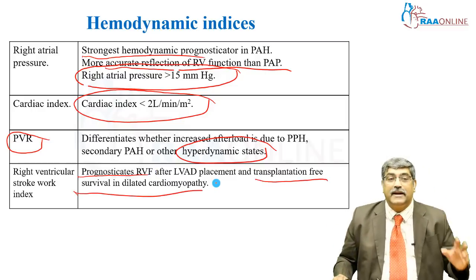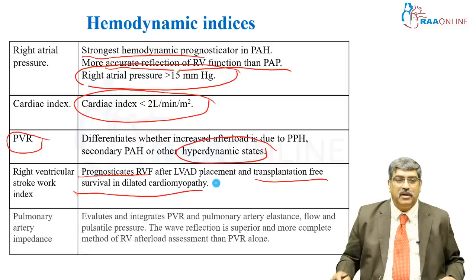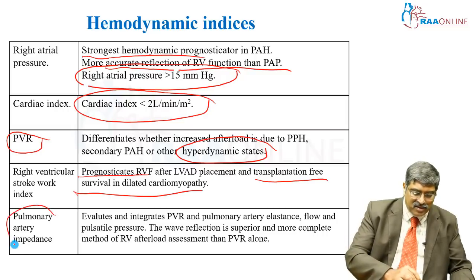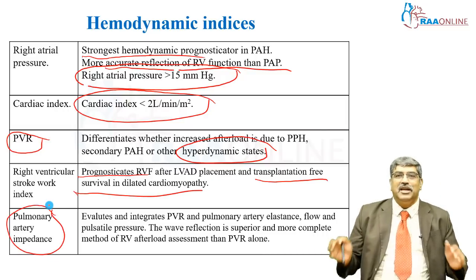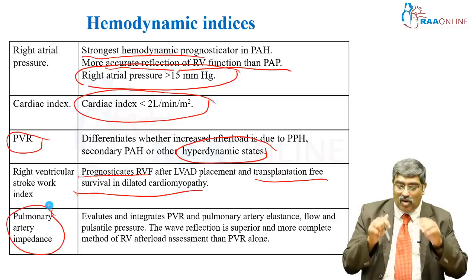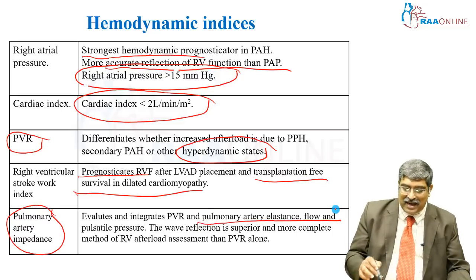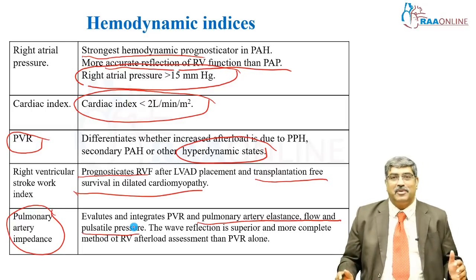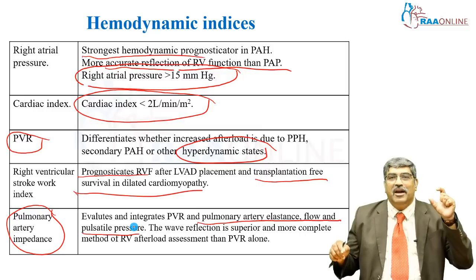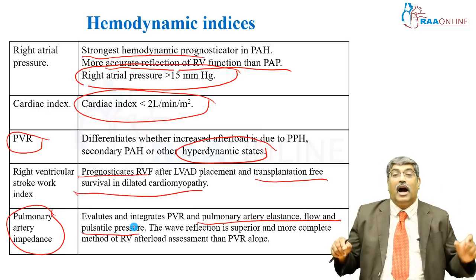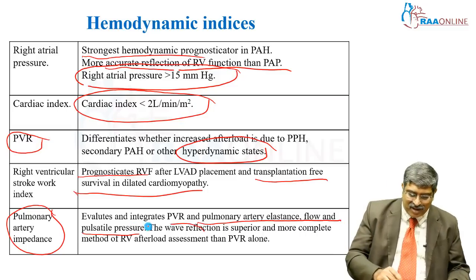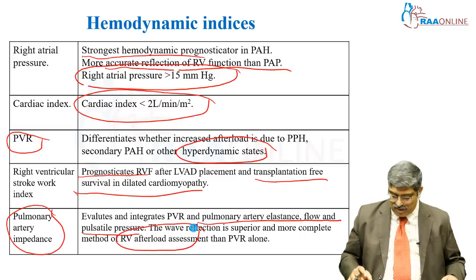And coming to another important hemodynamic variable, pulmonary artery impedance. Here you integrate the pulmonary vascular resistance along with pulmonary artery elastance, flow and pulsatile pressure. You integrate PVR with these three variables and the wave reflection is superior and it gives a more complete evaluation of right ventricular afterload than PVR alone.